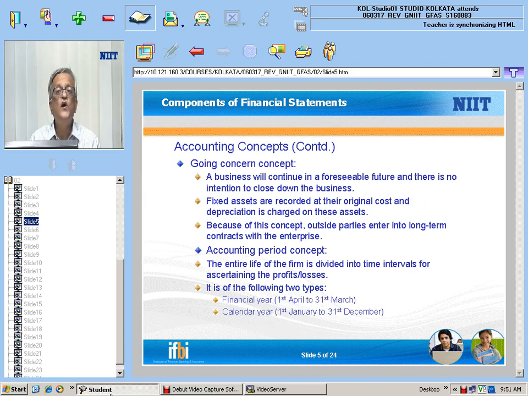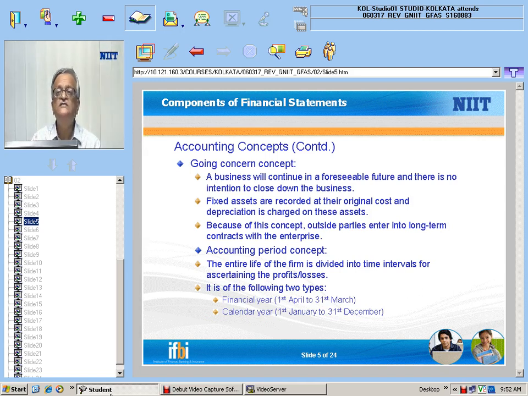Next we are coming to the going concern concept. Going concern means an entity continuing its operations. So what is this going concern concept? A business will continue in the foreseeable future and there is no intention to close down the business.